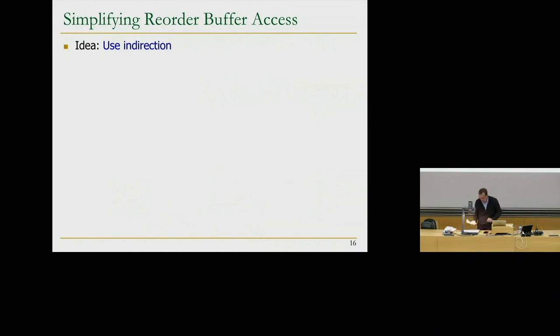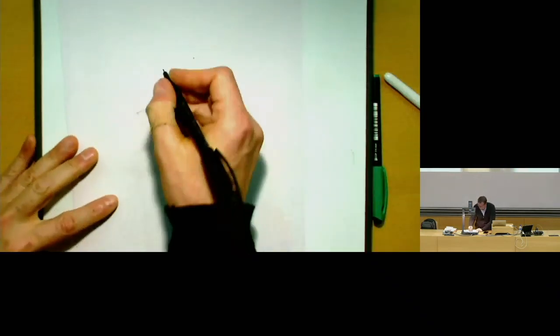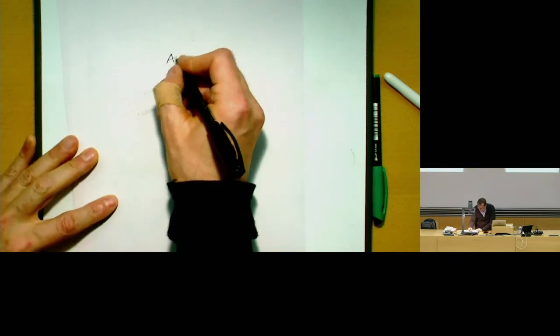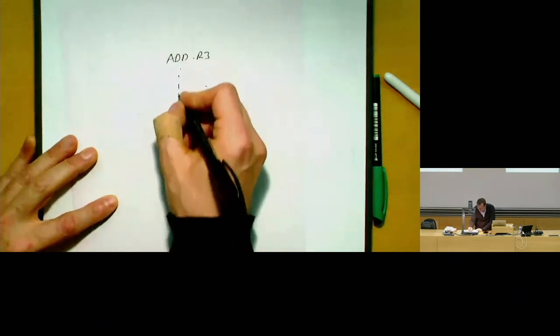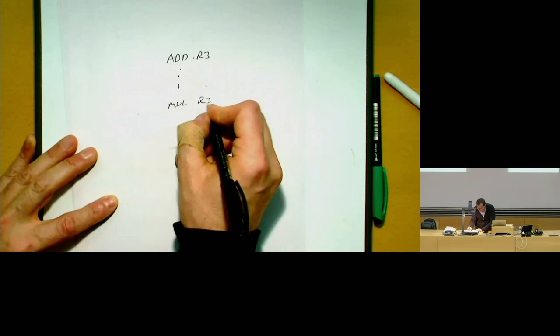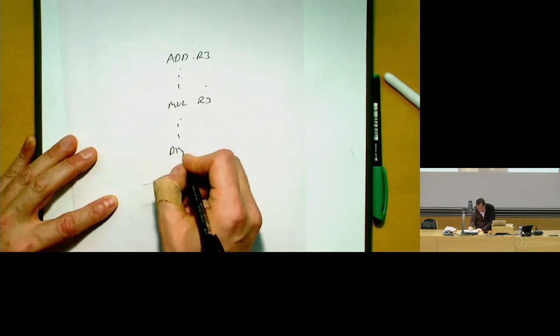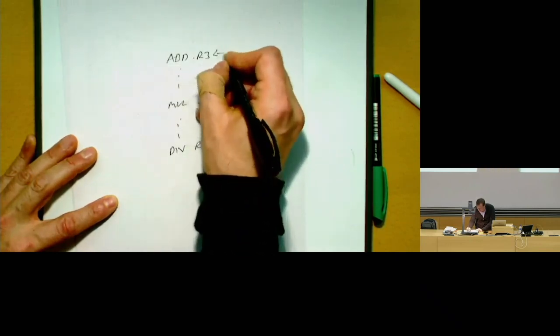So, okay, let me actually show you a picture over here very quickly. Let's assume that you have a bunch of instructions that are writing to R3. Multiply R3, I don't know, divide, and the destination is R3 always.